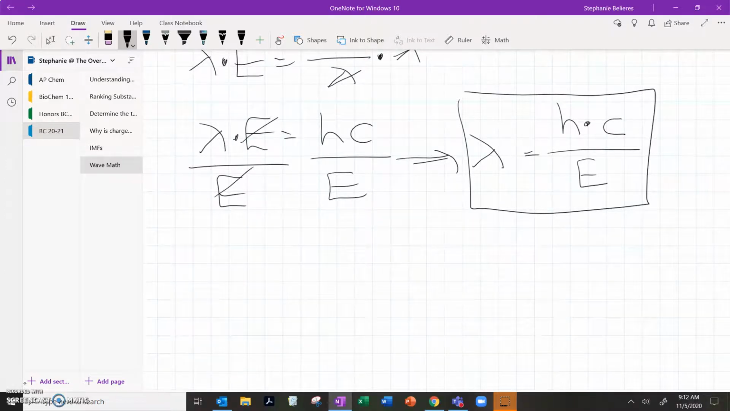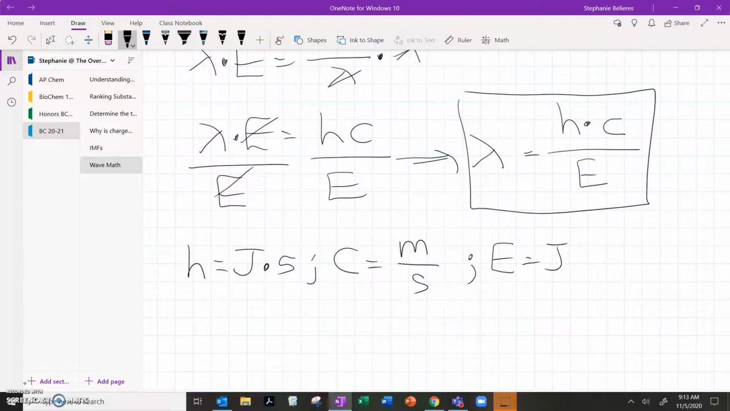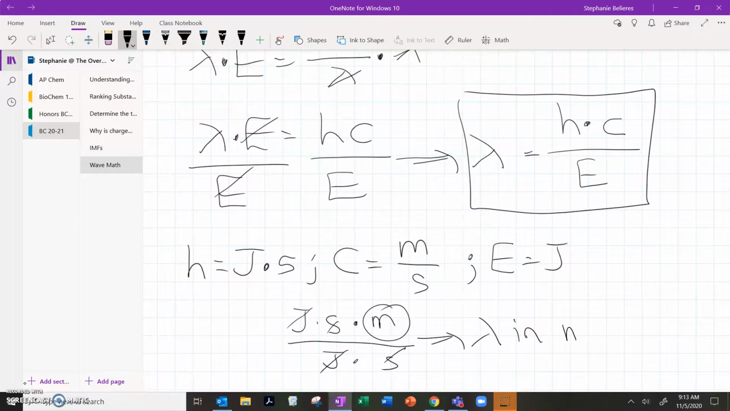My h, Planck's constant, is in joules seconds, so joules times seconds. c is in meters per second, and energy is in joules. All right, so that gives me joules seconds times meters per second divided by joules. So the joules cancel, and I'm left with my wavelength in meters.